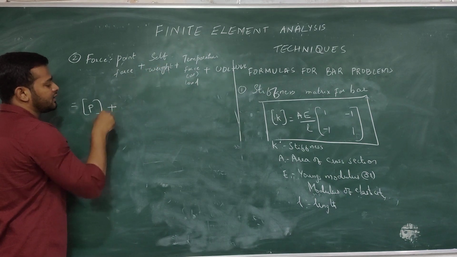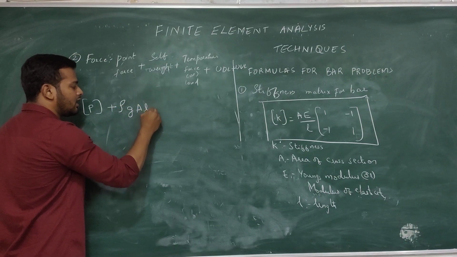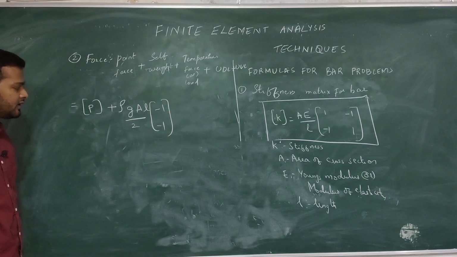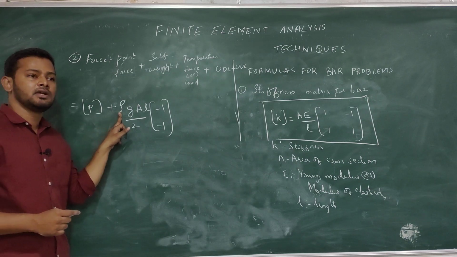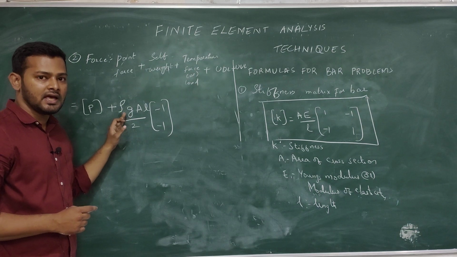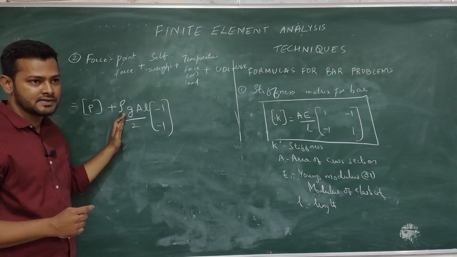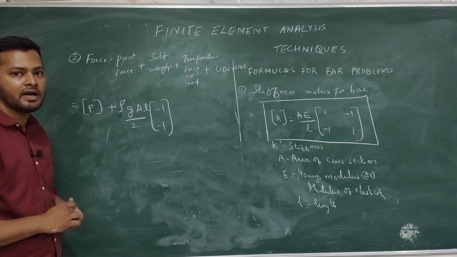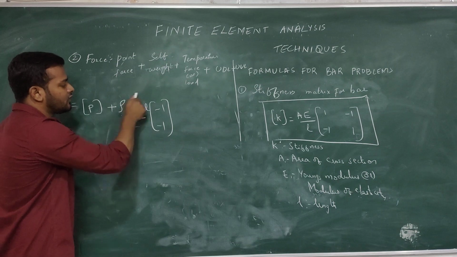Next is self weight. The self weight force is given by rho g AL by 2 times [1, 1]. This is the formula for self weight. This rho is called the density of that material. What will the density indicate? The density will indicate the heaviness or lightness of any body. Mass per unit volume is called density. So how heavy a body is, or what is the weight of that body, can be determined by using this term density. So that's the reason we have density in this formula.